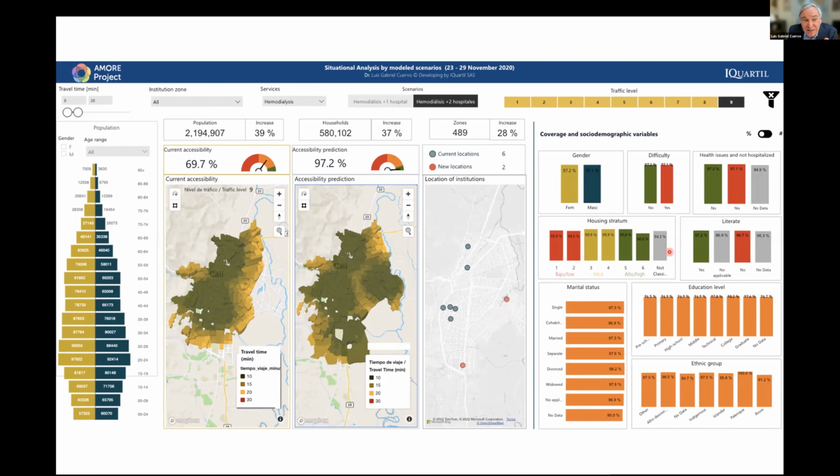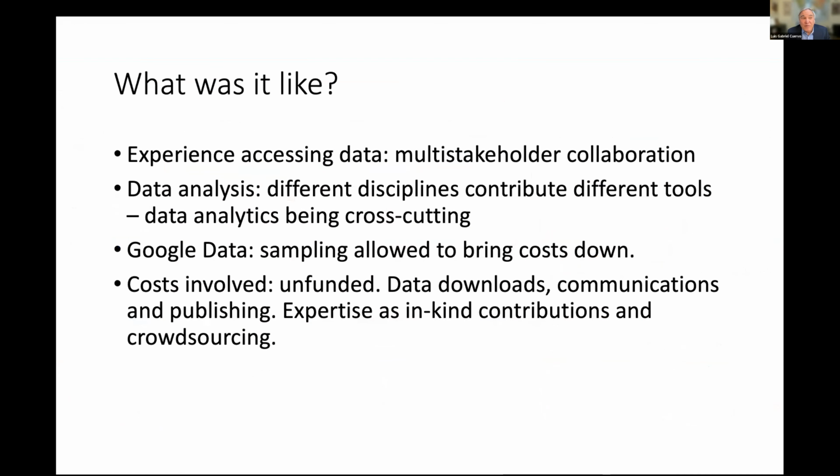Look at what happened here to the socioeconomic stratum. It leveled. There's no inequity anymore, and the same for ethnic groups and so on. So you can assess the impact also in terms of equity. So I'm going to devote my last minute and a half just to mention what it was like.